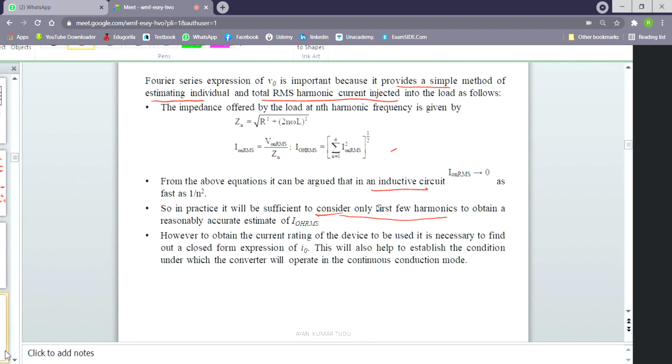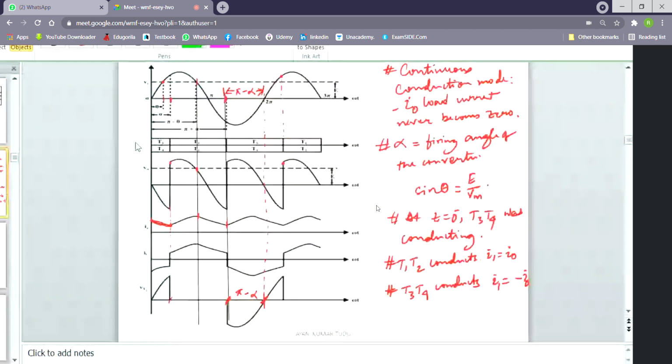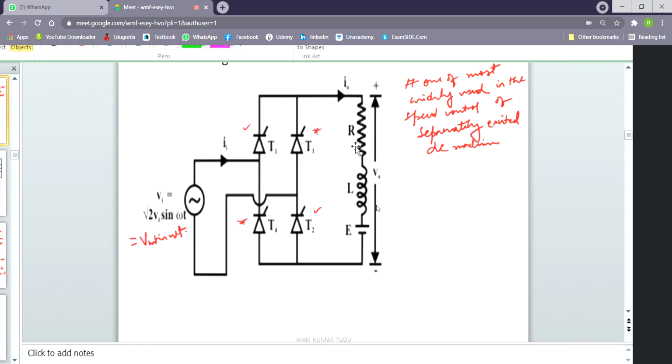So we know that in the interval of alpha to pi plus alpha, when T1 and T2 are conducting, we can apply the KVL equation. The KVL equation would be L di0 by dt plus R i0 plus E equal to Vm sin omega t. That is when T1 and T2 are conducting, that is within alpha less than or equal to omega t less than or equal to pi plus alpha.